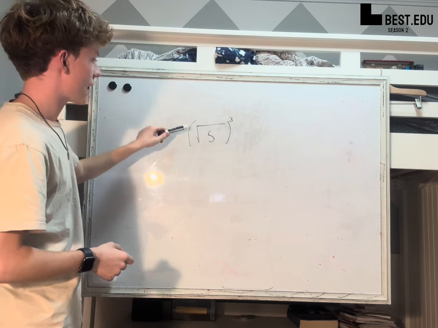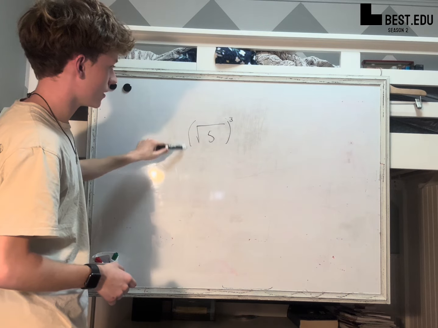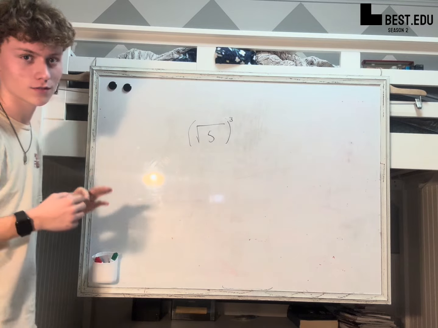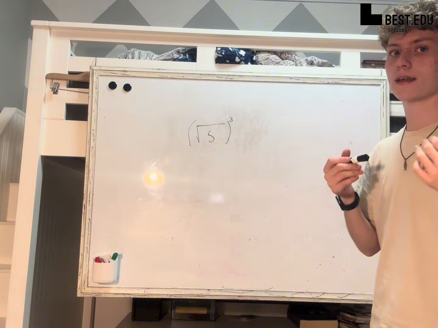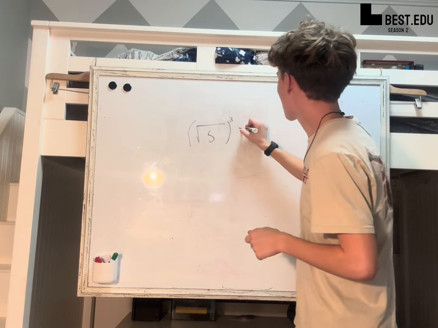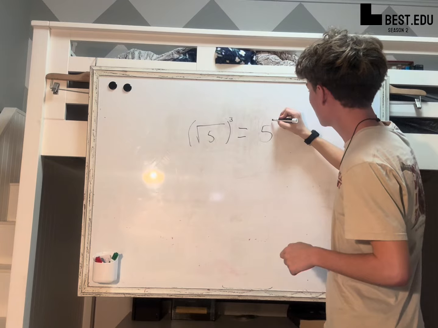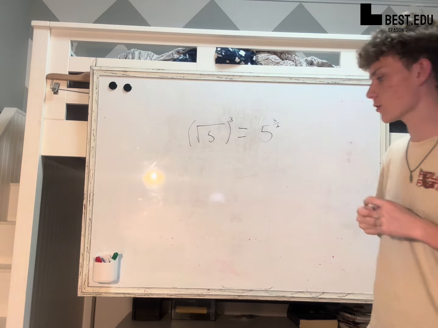So we have the square root of 5 cubed. My apologies for bad vocabulary. So I'm going to show you what to do, and then I'm going to explain it. So this becomes 5 to the 3 over 2. Okay? Let me show you what I did there.